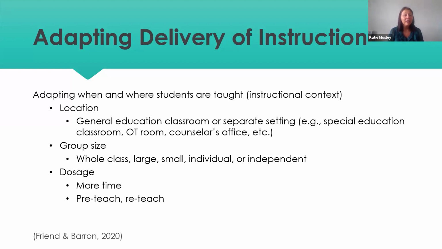And then we can take a look at the group size. So we've got whole group, large group, small group, individual, independent, so many different varieties when we look at group size. And then we can really examine that dosage piece. So maybe our kiddos need more time. Time and a half seems to be the big one, that we just need a little bit more time. Maybe the student reads a little slower, so they need a little bit more time to work on a test or a quiz. But then we can also look at those pieces of pre-teaching and reteaching.